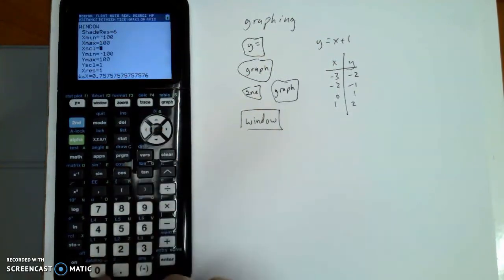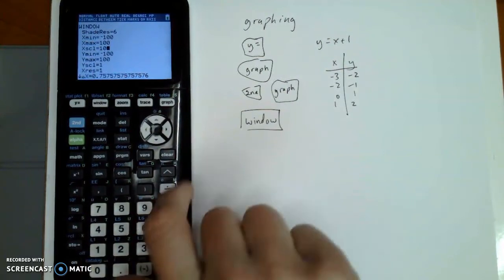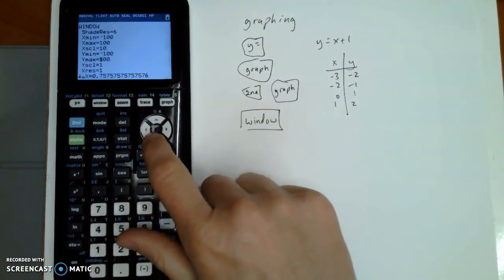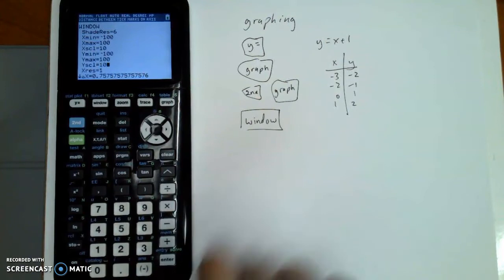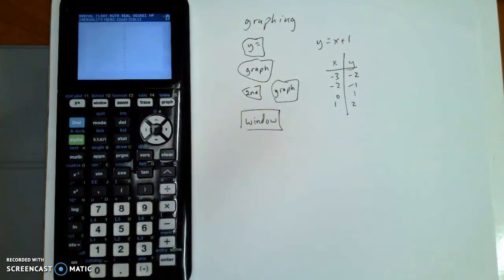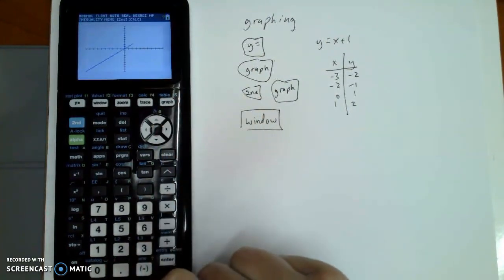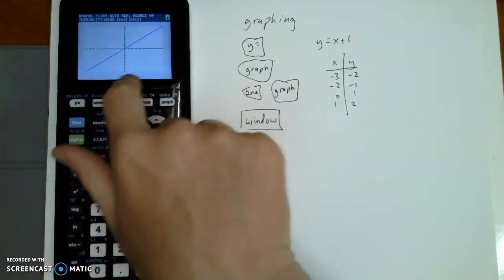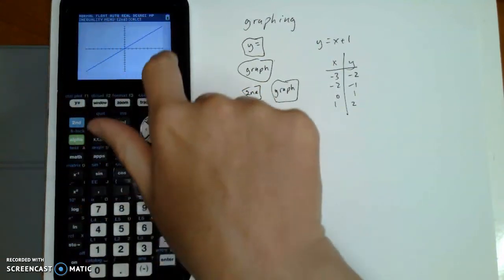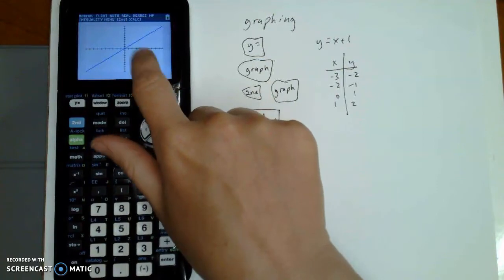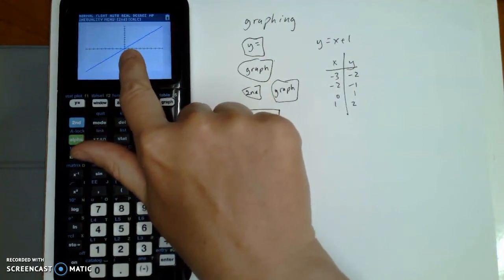Well, let's say I want it every 10. So let's go ahead and change that to 10 for x scale, and let's do the same for y. And once again, then let's hit graph. Now, if you remember our -10 to 10, that pretty much looks the same here. The only way I can tell the difference is now it looks like it's going through the origin.